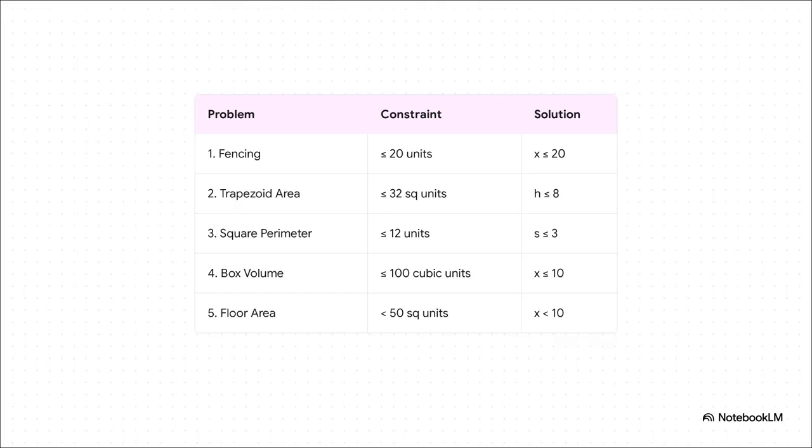All right, how'd you do? Here are the solutions. You can see for each one, a really simple inequality gives us our answer. For that square, if the perimeter is 12 or less, then each side has to be 3 or less. For the box, that third side can't be more than 10. See? It's the same logical process every single time. You're just defining a clear boundary for your design.